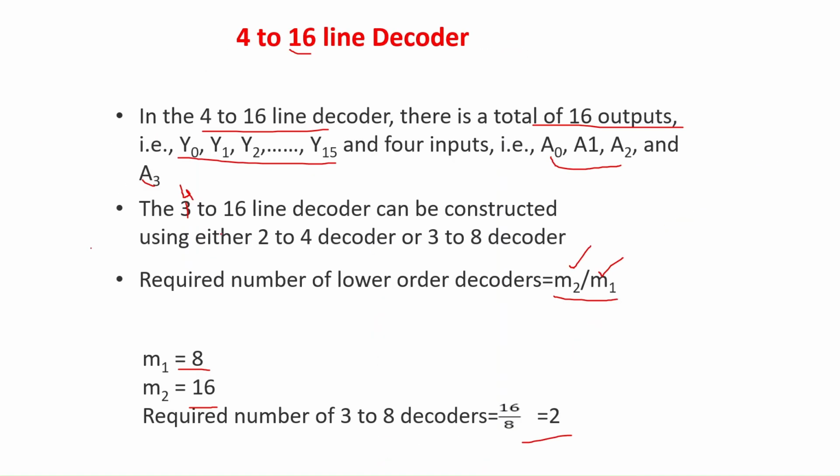Similarly, we could do this using 2 to 4 decoders also. The 4 to 16 line decoder could also be realized using 2 to 4 decoders. In that case, the value of M2 will be 16 and M1 will be 4. 16 divided by 4 equals 4. So we need 4 2 to 4 decoders to realize the 4 to 16 line decoder.